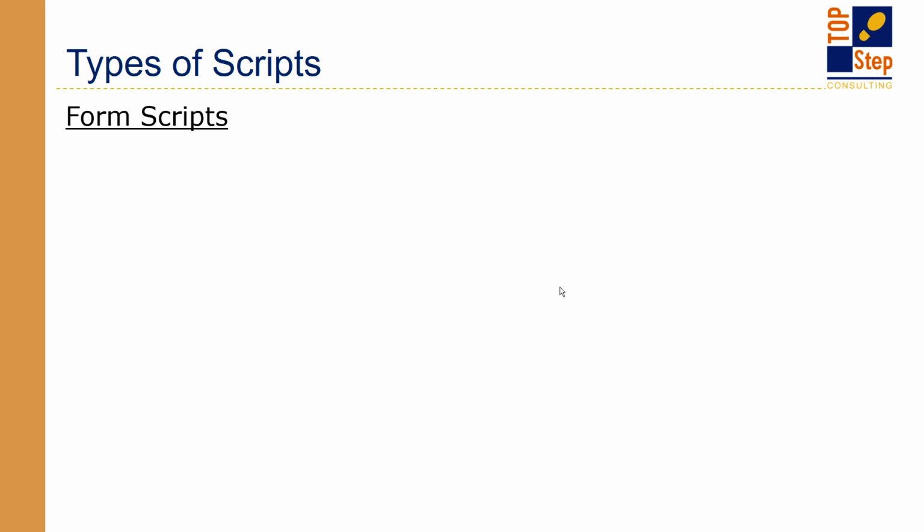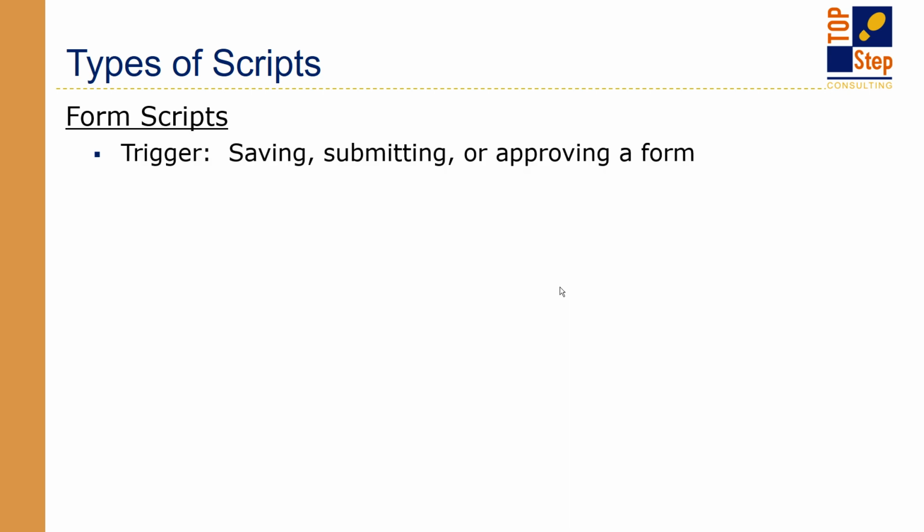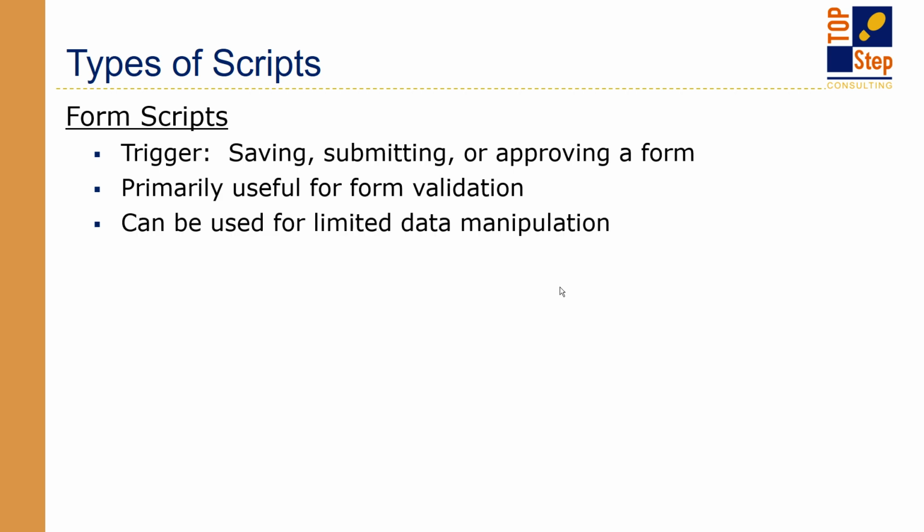All right, so what does it do? Well, there's two types of scripts primarily that you use in OpenAir. First one is called a form script. And what triggers execution of a form script is someone saving or submitting or approving a form, an actual form in OpenAir. It's primarily useful for data validation, but can be used for some limited data manipulation in the database behind the scenes. And we'll explain what limited means here in just a minute.